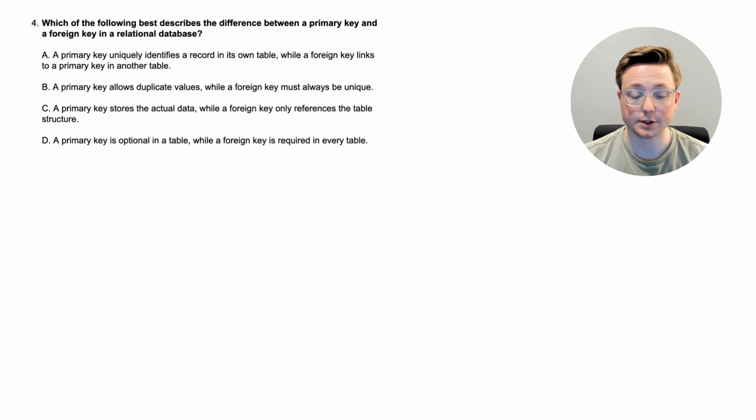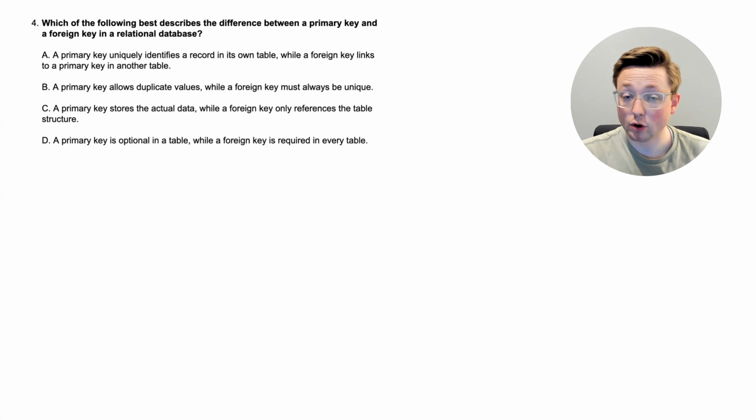If not, let's go through the options. Option A, a primary key uniquely identifies a record in its own table, while a foreign key links to a primary key in another table. Option B, a primary key allows duplicate values, while a foreign key must always be unique. Option C, a primary key stores the actual data, while a foreign key only references the table structure. Or option D, a primary key is optional in a table, while a foreign key is required in every table.